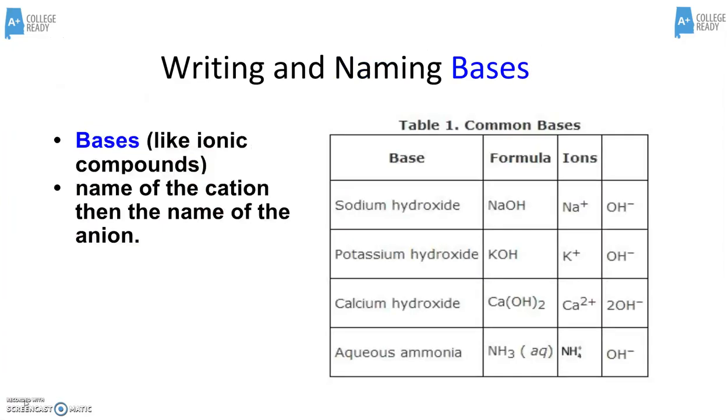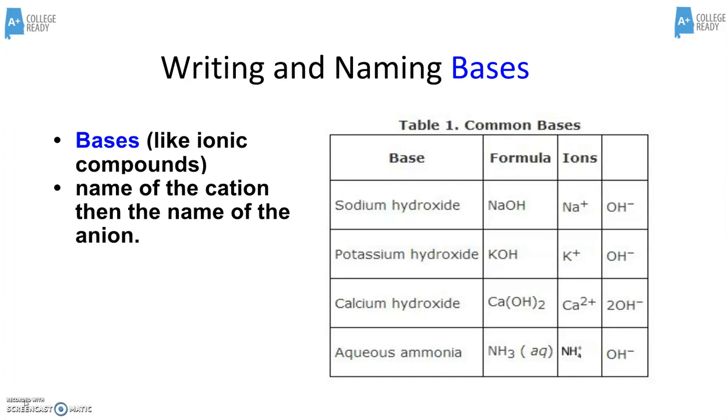We'll start with our bases. Remember our definition of acid? Well, for every acid, there's probably something that has to neutralize it, and that is a base. We'll learn our definitions of acids and bases more in depth in a later unit. But for right now, our basic definition, no pun intended, is that bases are like our ionic compounds, and you have the name of the cation and the name of the anion. In this case, the anion that makes a base, and we're going to focus on our strong bases, is hydroxide.